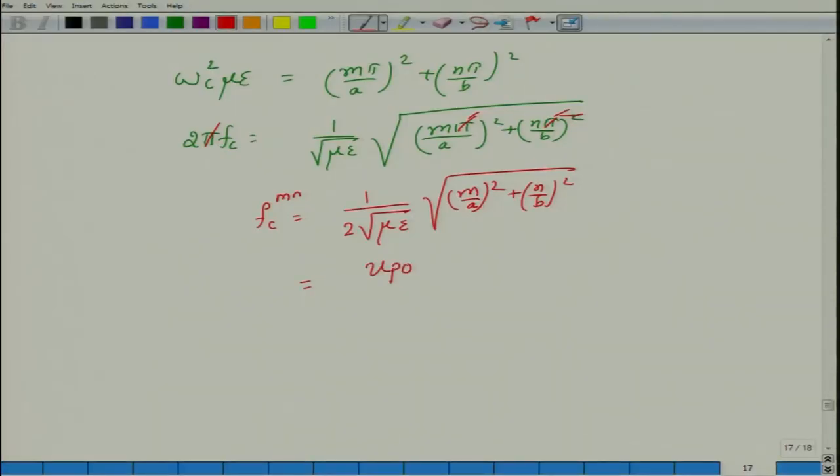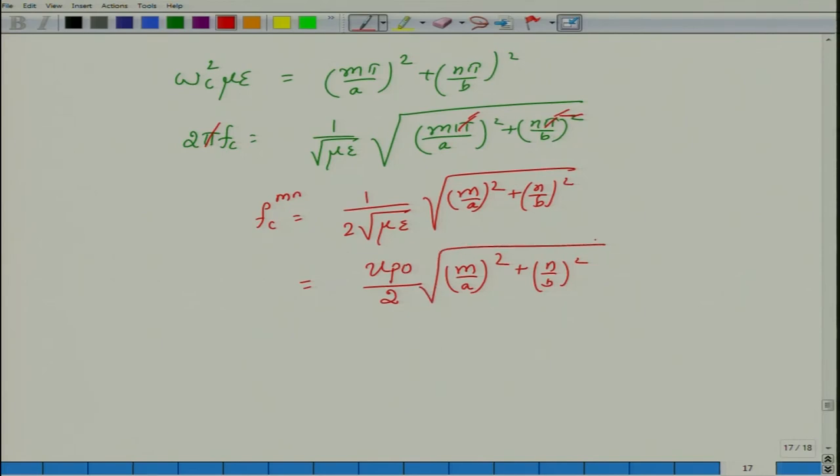In general, let me call that up0, where up0 denotes the phase velocity of the medium with the waveguide walls moved to infinity, and the medium is essentially characterized by mu and epsilon values itself. So that could be up0. So this is up0 by 2 times square root of (m by a) whole square plus (n by b) whole square.